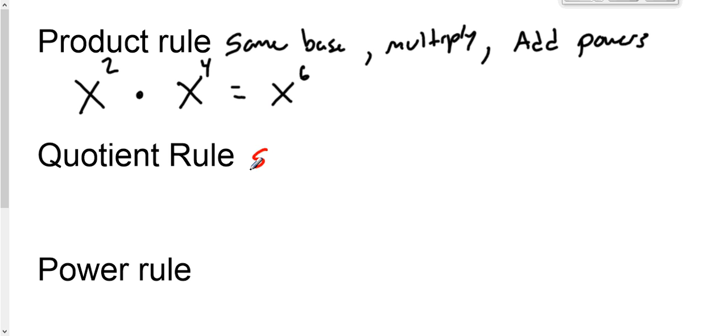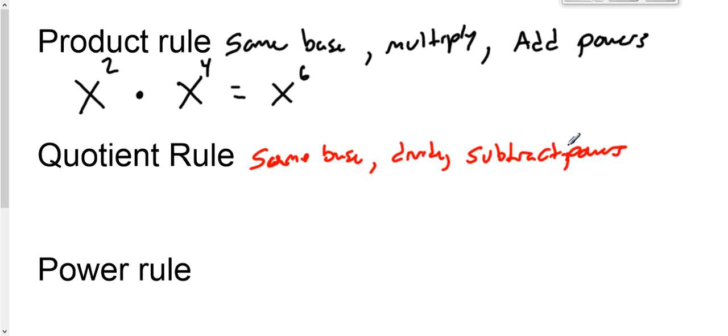Quotient rule, we have the same base, they divide, we subtract the powers. Again, x to the 10th over x to the 6th. We subtract top minus the bottom. 10 minus 6 gives us 4.